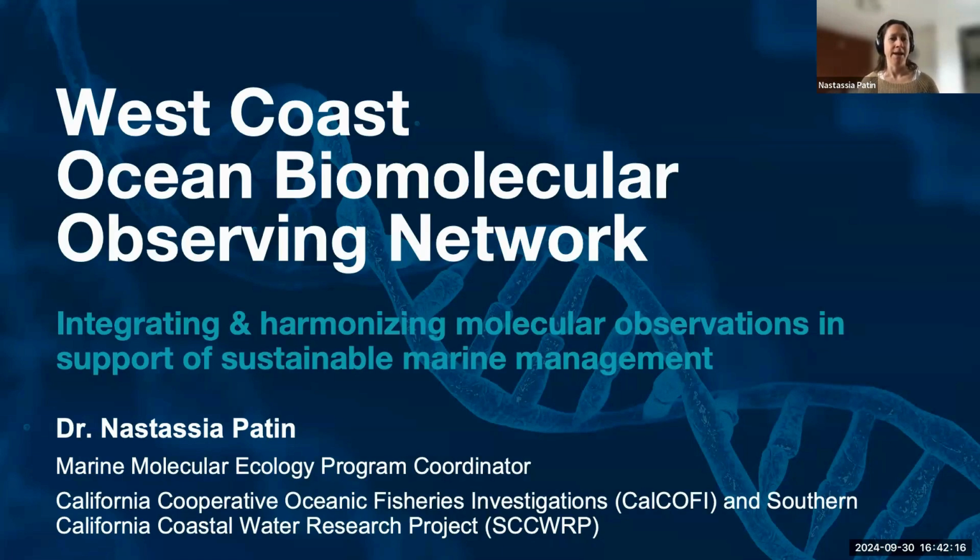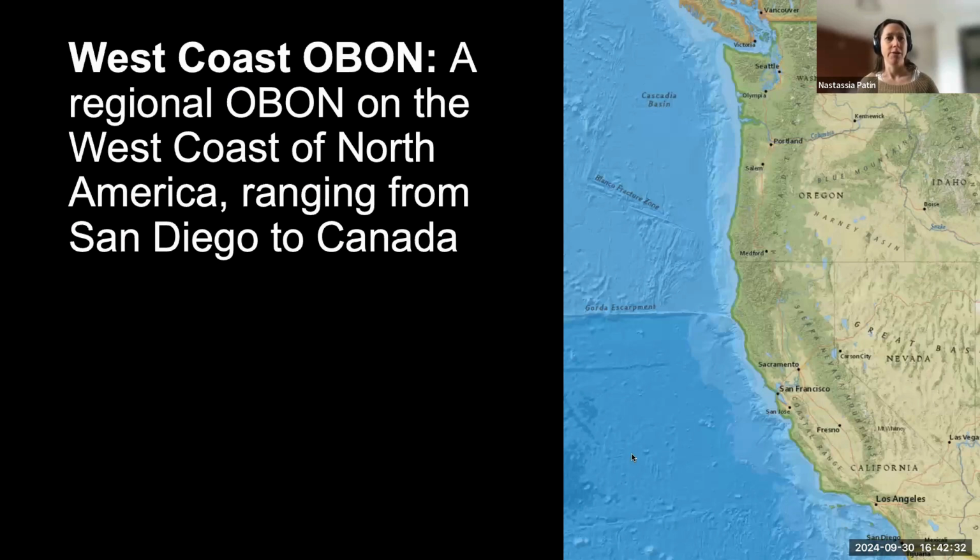My name is Nastassia Patin, and I work for CalCOFI, the California Cooperative Oceanic Fisheries Investigations, and the Southern California Coastal Water Research Project. So I have a joint appointment with these two programs, both of which have their own observatories, if you will, their own monitoring programs. And so this is a general map of our geographic scope, and as you can see, this is very similar to the scope that Jen presented in her project.